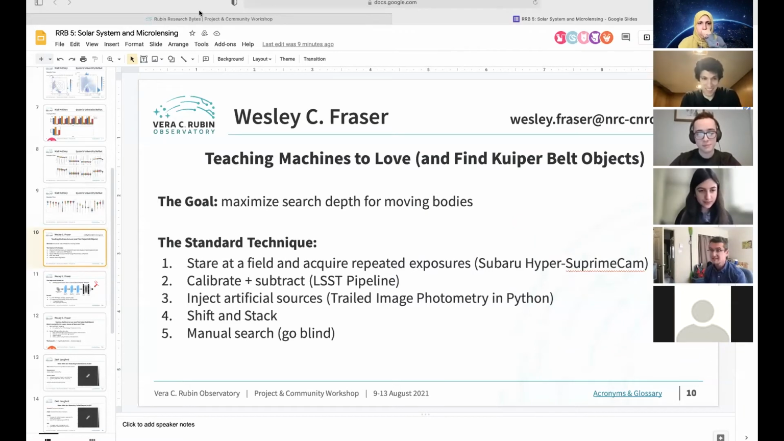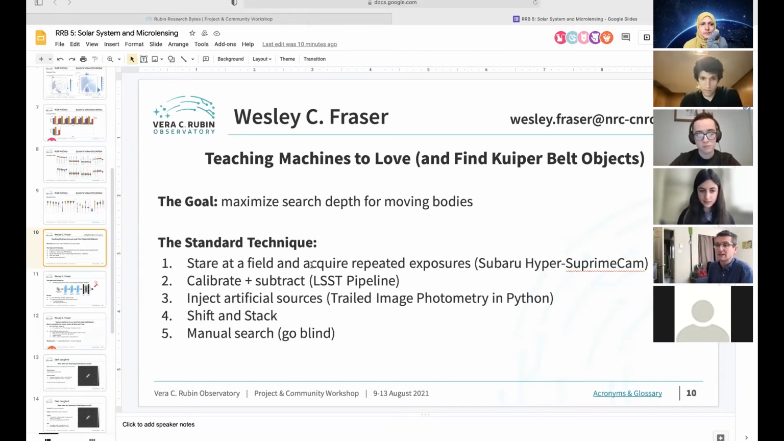Ever since my thesis project, I've been the guy to go to for doing really faint moving object surveys. The technique that I've been employing for the last 20 years is basically this standard one here: to stare at a field over a night or multiple nights, and calibrate through some techniques. In this case, we're recently using the LSST pipeline. We inject artificial moving sources so that we can understand how well our search does in terms of the detection efficiency. We then shift and stack at rates of motion that are consistent with the objects we're interested in, like, say, the rates of motion of Kuiper belt objects on the ecliptic.